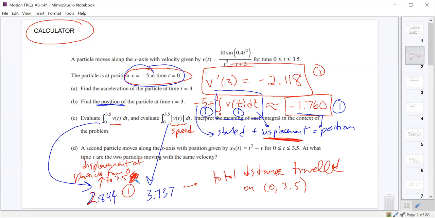Any questions on part C? So remember that total distance, and this shows up all the time. Total distance traveled is the integral of speed, absolute value of velocity, and then integrate. And you'll have to use your calculator to do that.